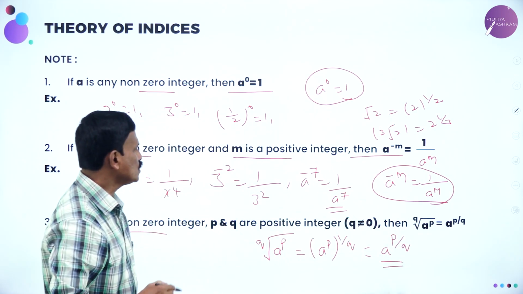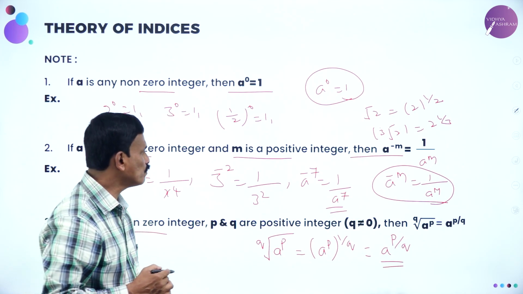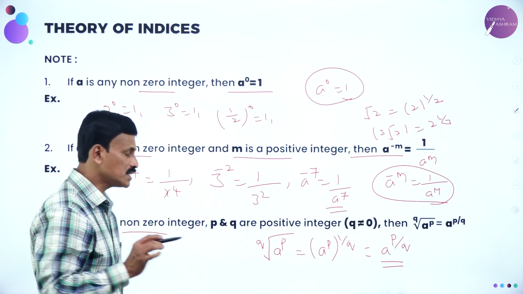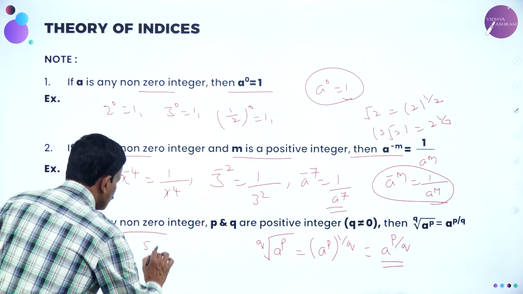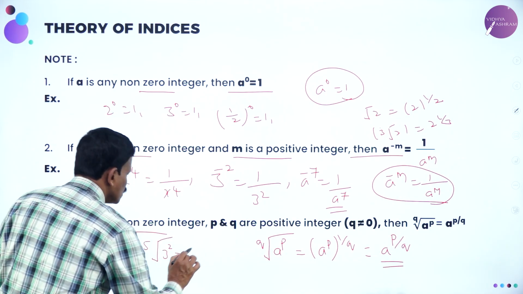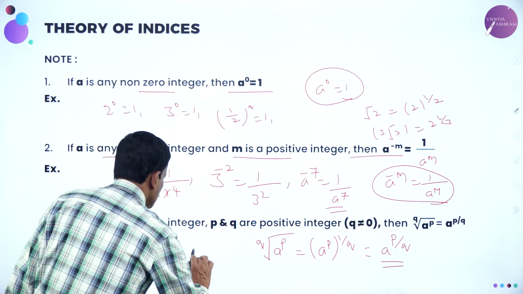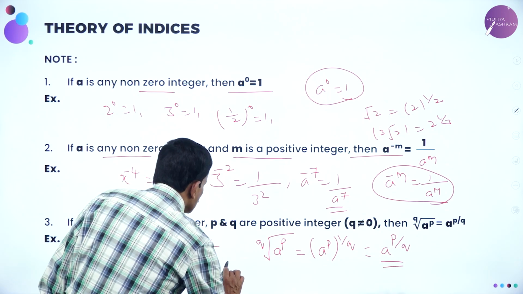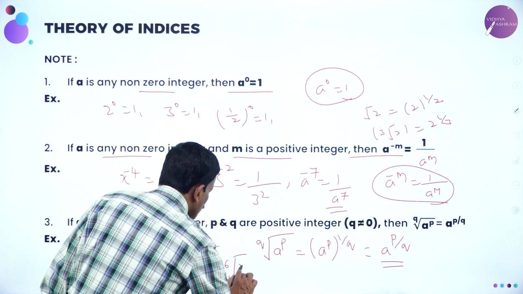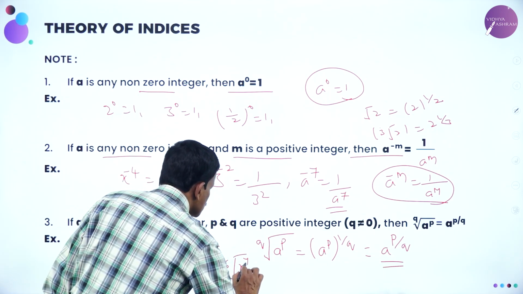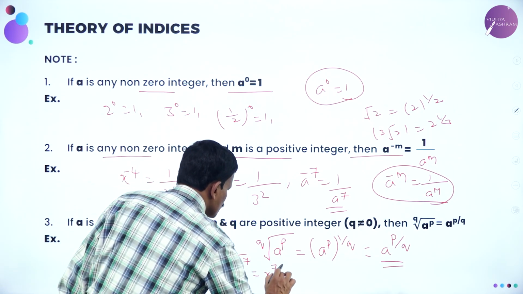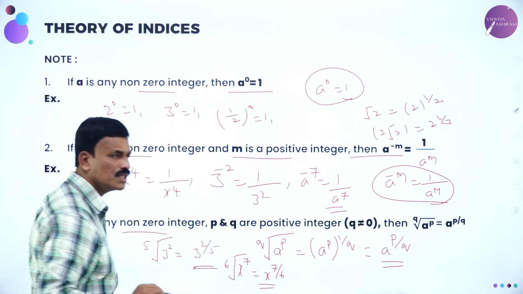That's it. The qth root of a to the power of p is also equal to a to the power of p by q. Let us consider, for example, the fifth root of 3 square. The fifth root of 3 square is nothing but 3 to the power of 2 by 5. Suppose the sixth root of x to the power of 7. This can also be written as x to the power of 7 by 6. That is the meaning. That's it.